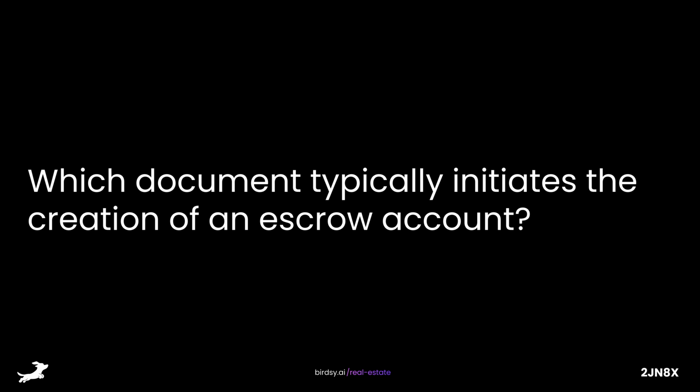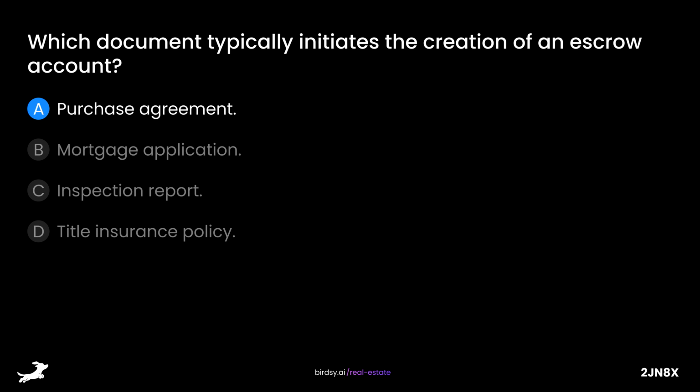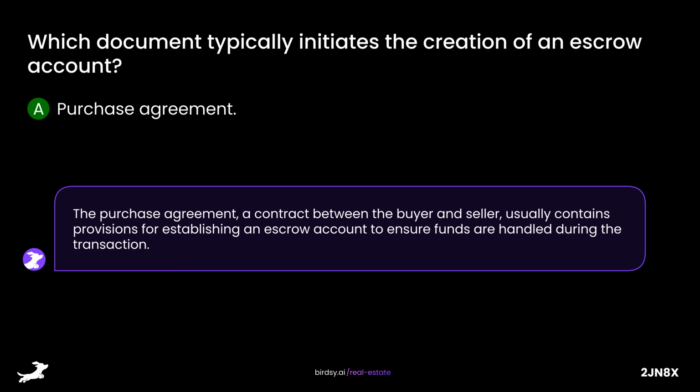Which document typically initiates the creation of an escrow account? Is it A, purchase agreement, B, mortgage application, C, inspection report, or D, title insurance policy? The answer is A, purchase agreement. The purchase agreement, a contract between the buyer and seller, usually contains provisions for establishing an escrow account to ensure funds are handled during the transaction.